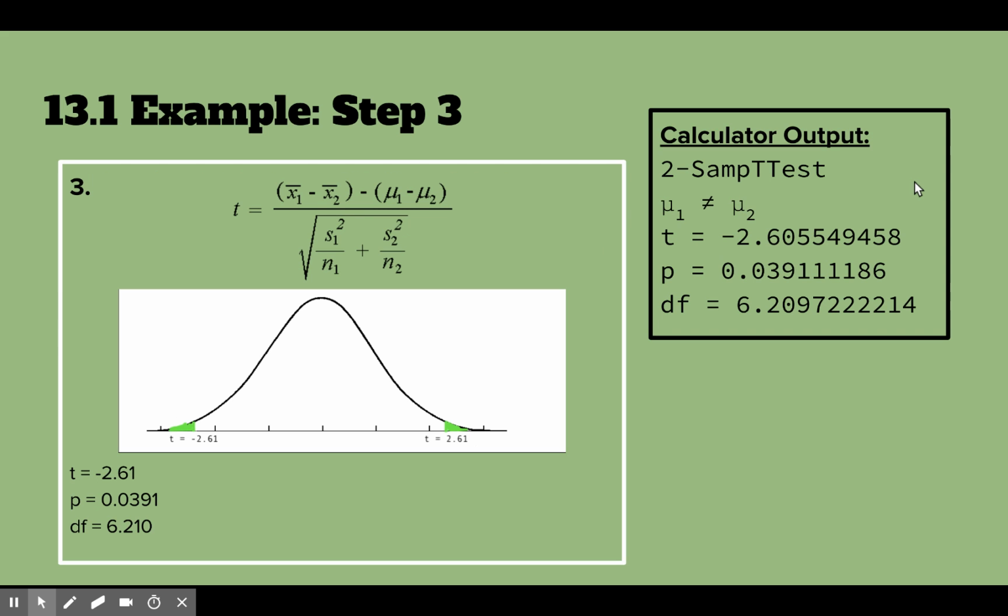So don't forget to draw your graph. And then once again, since it's two-sided, we're going to shade on both sides. And that'll give us a p-value of 0.0391 with the degrees of freedom stated there.